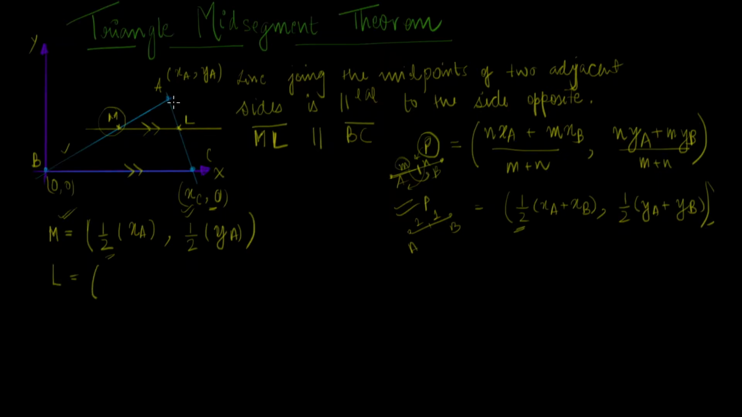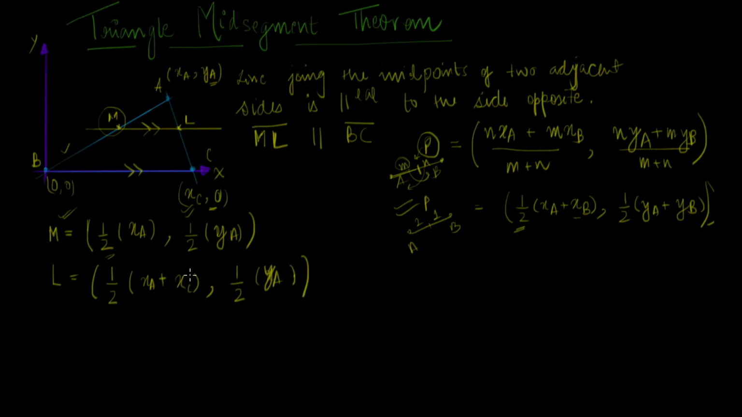Well, for L, we need to consider the x and the y components of A and C. So for that, we will have half x_A from A plus x_C from C. And similarly for y, we will have y_A from A. But again, the y component of C is 0, as I stated earlier, so we are just left with that.